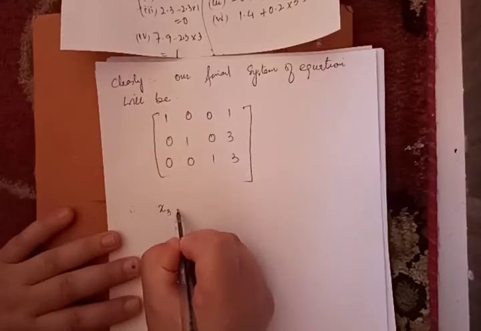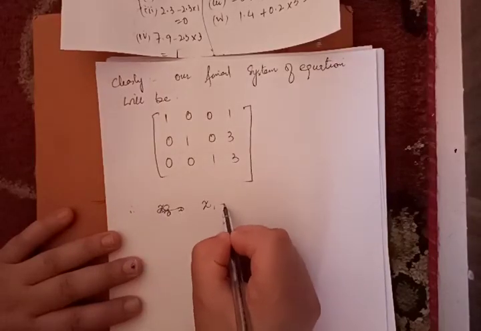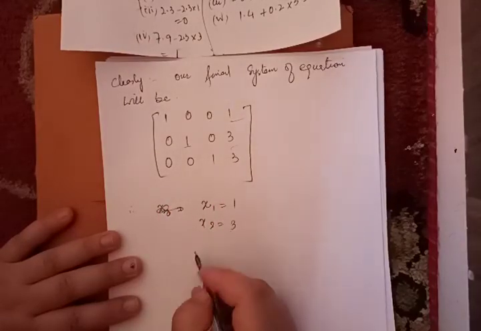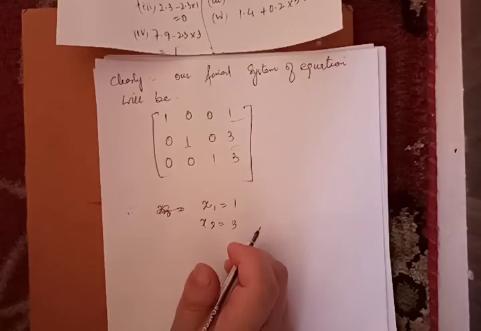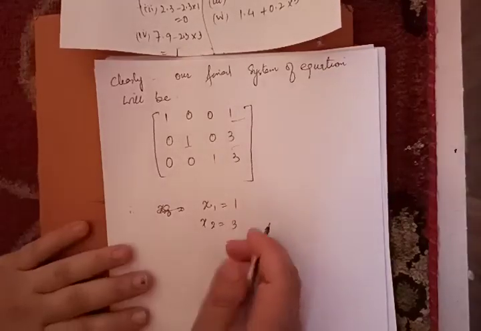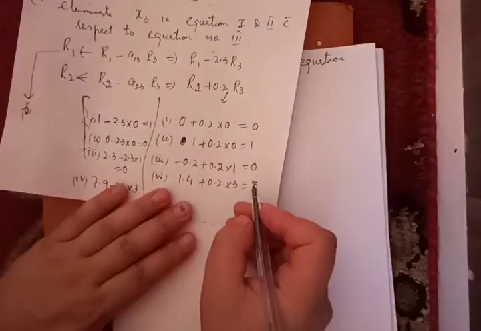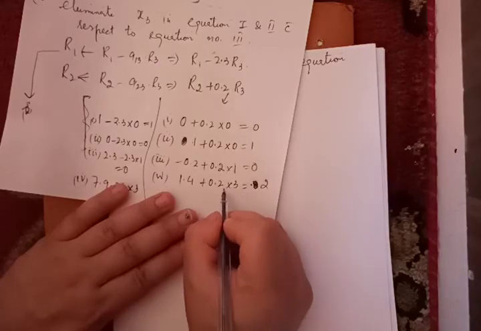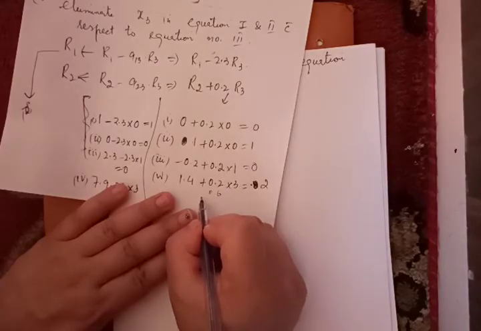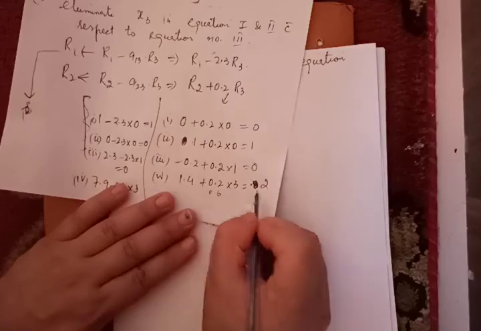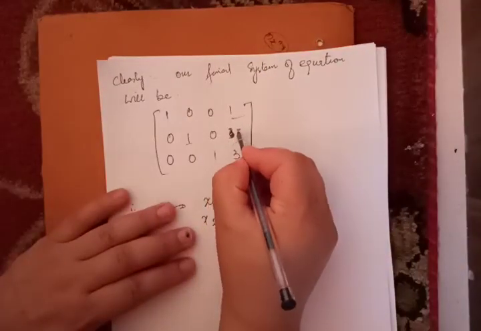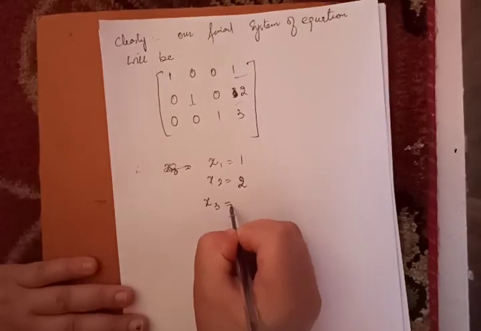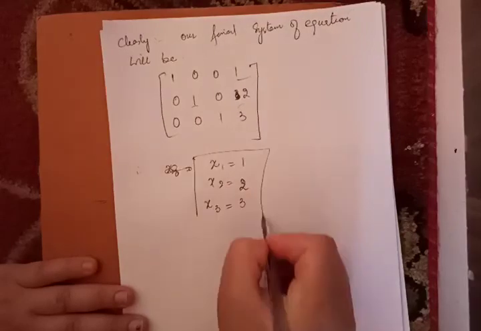Therefore, directly we can write x1 is equal to 1. x2 is not 3, this is actually equal to 2, and x3 is equal to 3. So this is it.